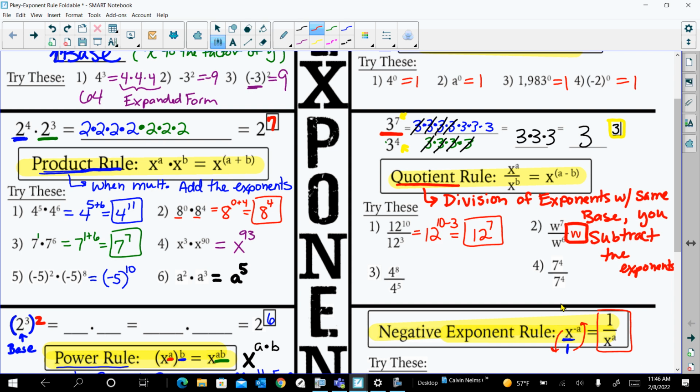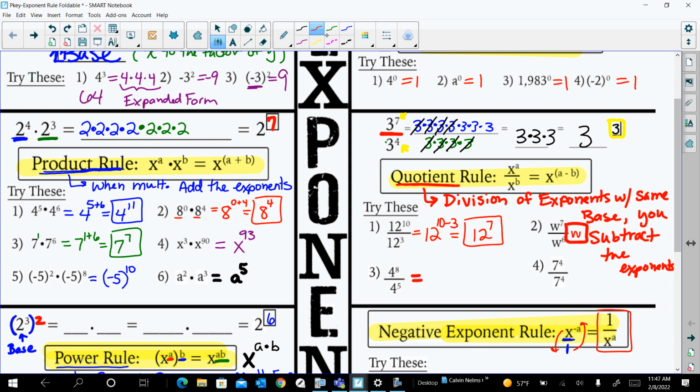Let me see if it's here. What is this? All right. Display. Nope, it's still not there either. Okay.